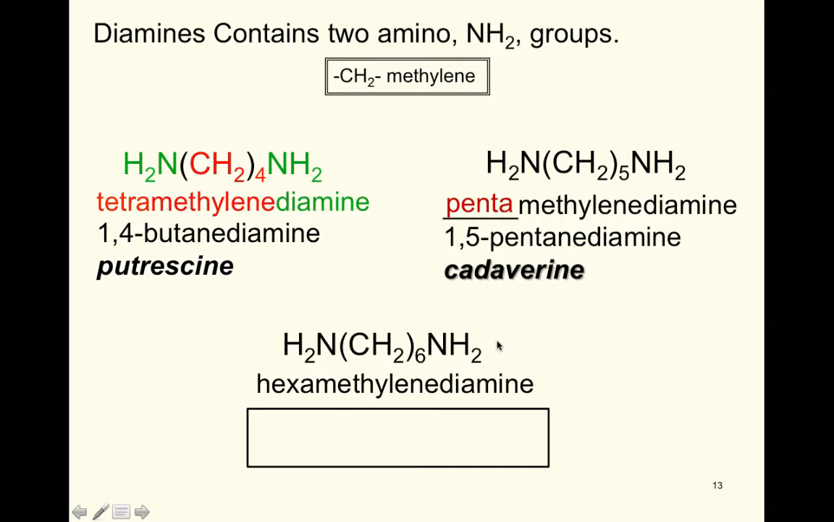Practicing writing the IUPAC name this time, and this compound does not have a fun name like putrescine or cadaverine, so we don't get to talk about that one. But let's look at how you would name it. You have the 2 nitrogen groups and you have 6 methylene groups. How would you name this using the IUPAC system with the numbers? 1,6-hexane diamine.